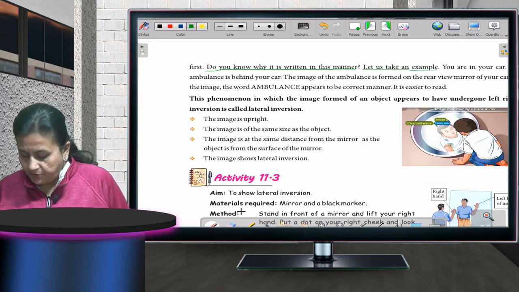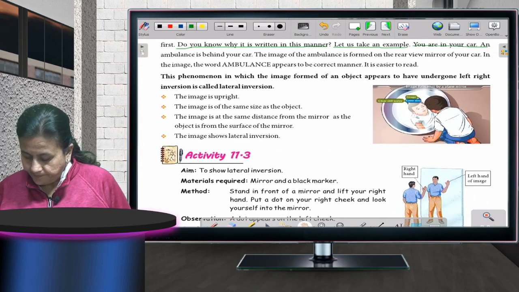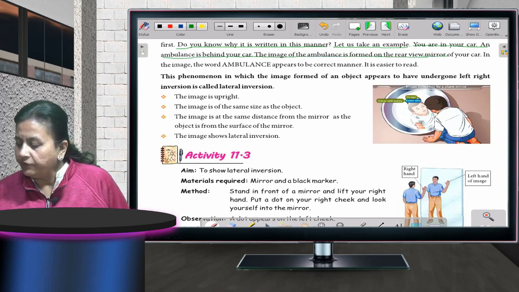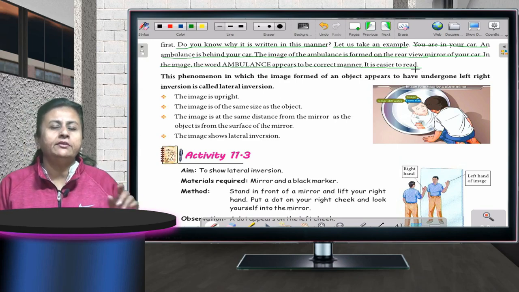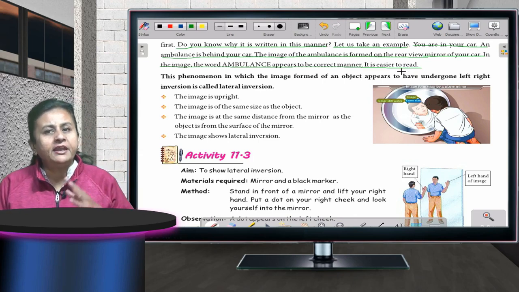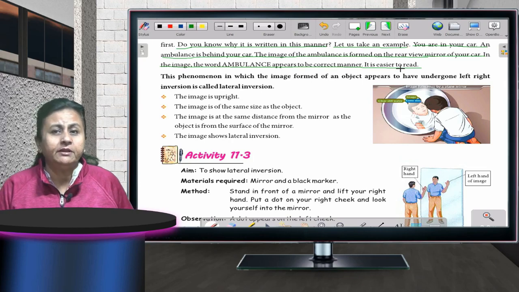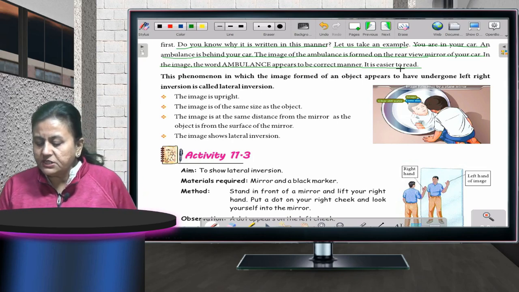Let us take an example. As you are in your car, an ambulance is behind your car. The image of the ambulance is formed in the rear view mirror. In the image, the word ambulance appears in the correct manner. It is easier to read. Why is it written in a laterally inverted manner? Because the ambulance is going to run on the road, and whenever an ambulance comes, you have to give it way. You have to clear the way so that the ambulance can move very easily.